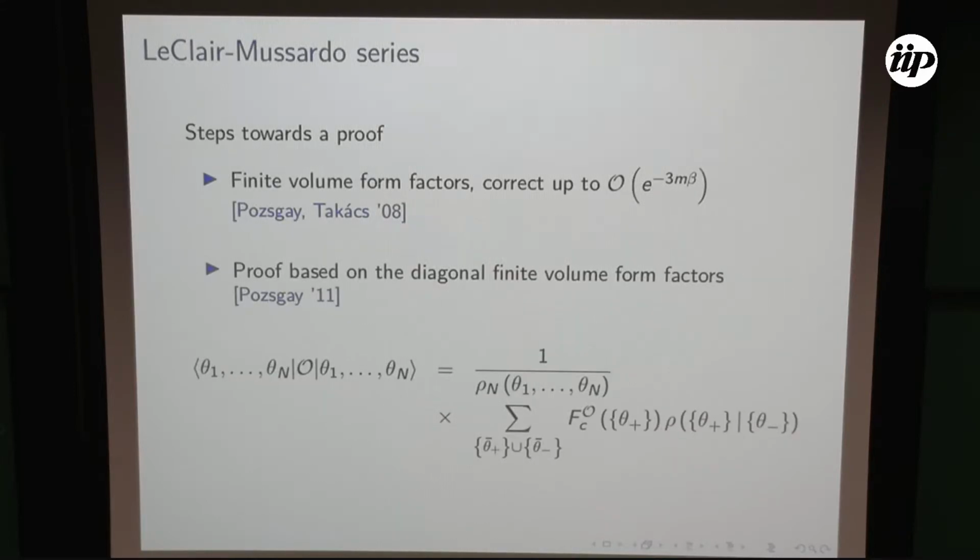The next step was when Pozsgai used the same formula but with a different approach. He said that, okay, we have this finite volume formula, but then make a thermodynamic limit, like taking infinitely many particles and also infinite volume at the same time. And he was able to show that this really arrives at the LeClair-Mussardo conjecture with the good form factors, and all these densities are going to combine into these filling fractions of the integrals.